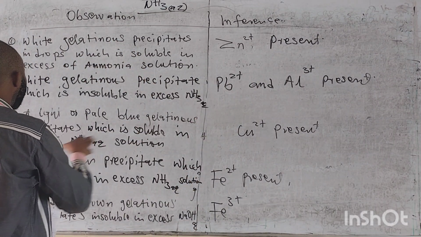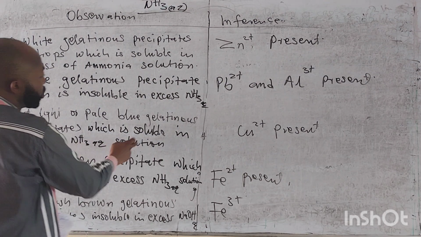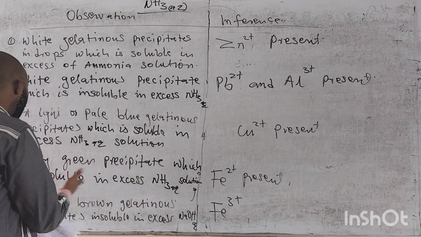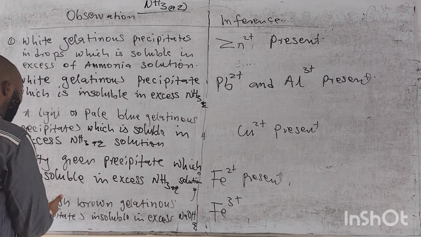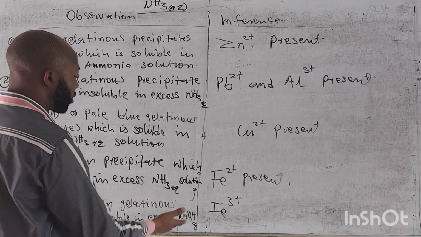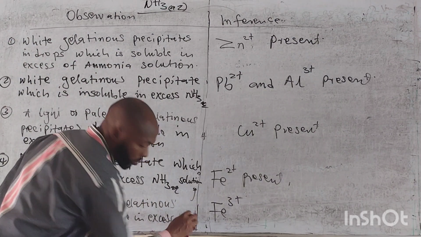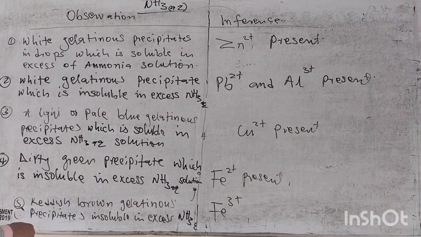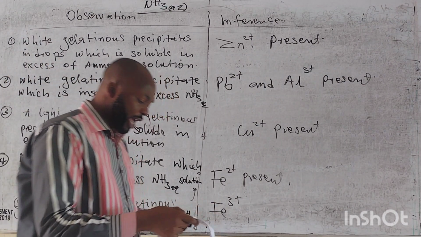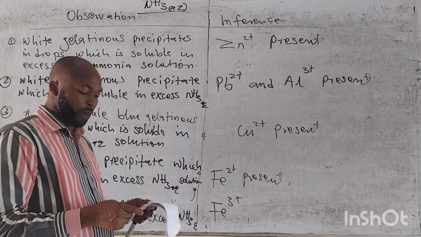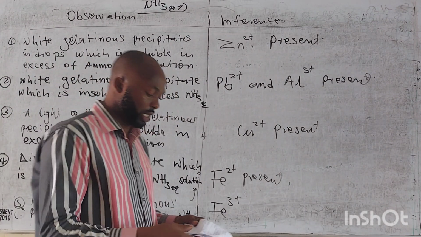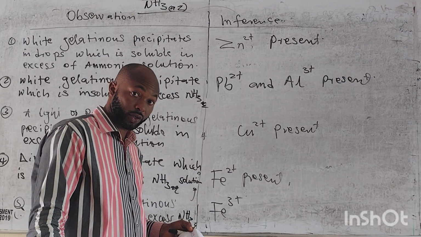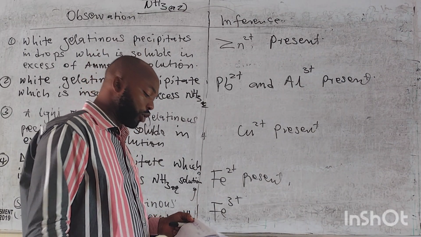We have a light or pale blue gelatinous precipitate which is soluble in excess ammonia solution: copper. Copper in sodium hydroxide was not soluble, but it's soluble in ammonia. A dirty green precipitate, iron 2, is still insoluble in drops and in excess. A reddish brown gelatinous precipitate, insoluble in excess of ammonia. When no visible reaction or no precipitate forms, calcium or ammonium ion is present.